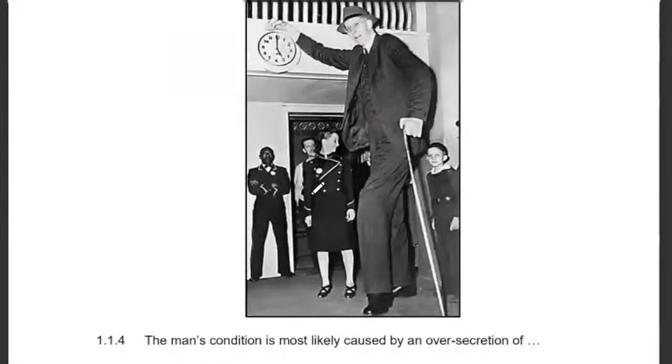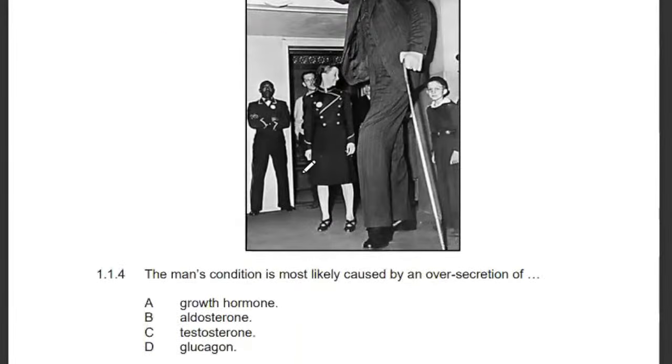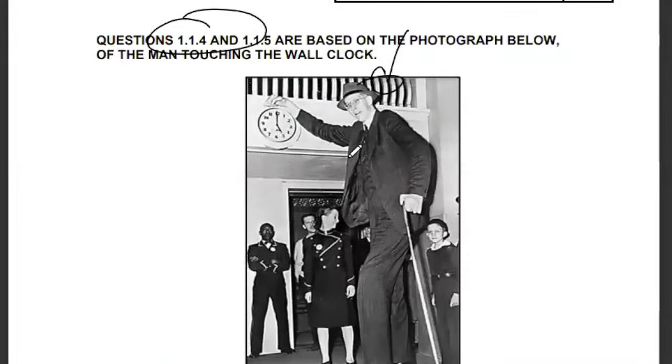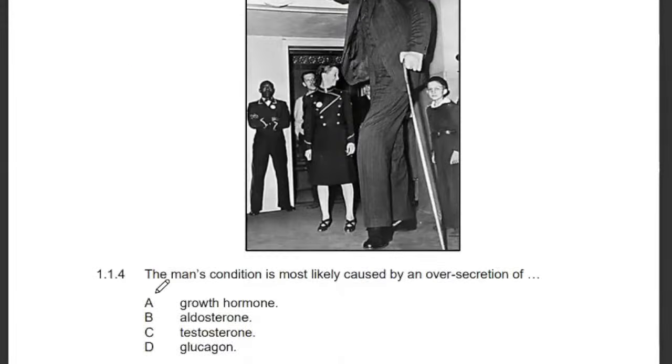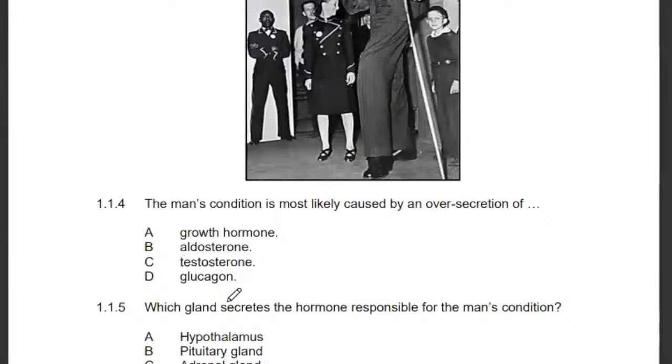You get 2 marks in that case. Then we go to the question based on this picture. We see that this man is too tall compared to other people. The man's condition is most likely caused by oversecretion of what? This person is growing too much, meaning that there is oversecretion of growth hormone. So the answer becomes A. Therefore, we get 2 marks there, as growth hormone is causing this gentleman to overgrow.